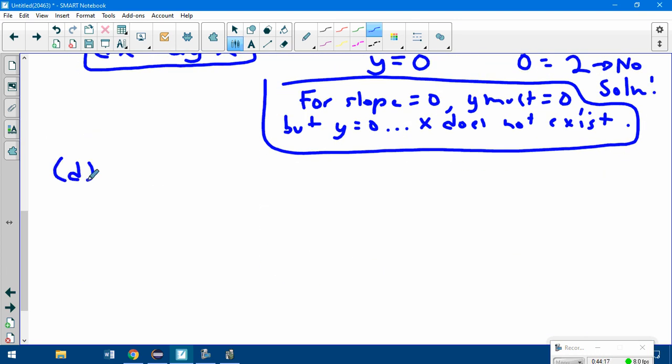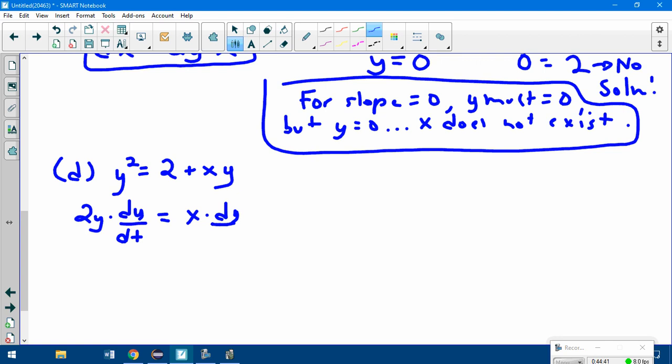So again, we've got y squared equals 2 plus xy, and I'm taking the derivative with respect to t. So again, the derivative of y squared becomes 2y, but now it's dy/dt, the derivative with respect to t. 2 still goes away, and I still have to use product rule in this part. So first times the derivative of the second with respect to t, plus the second times the derivative of the first with respect to t.